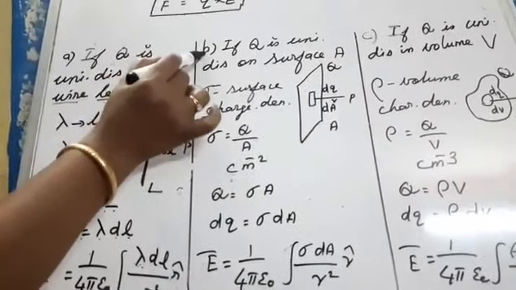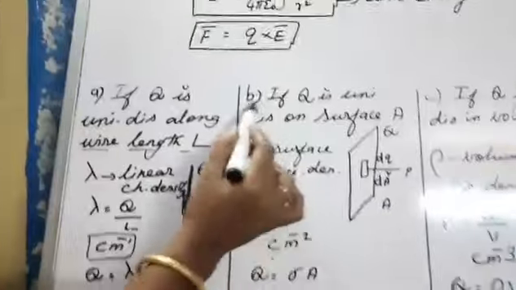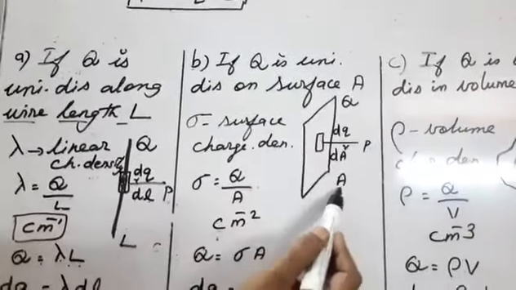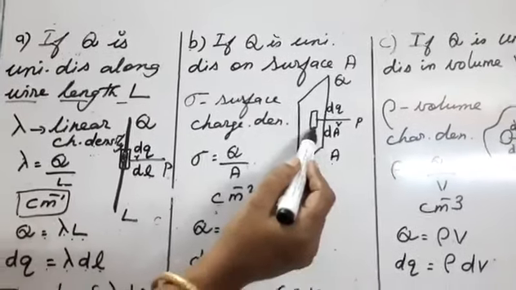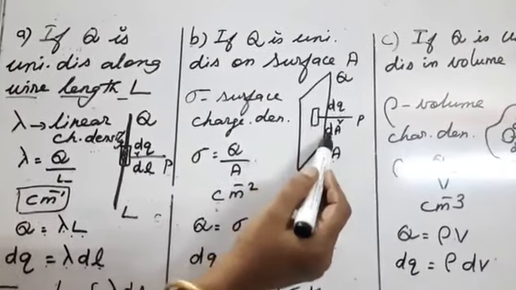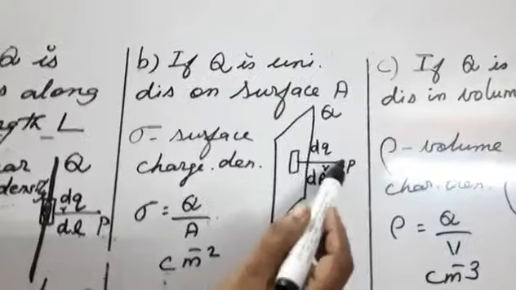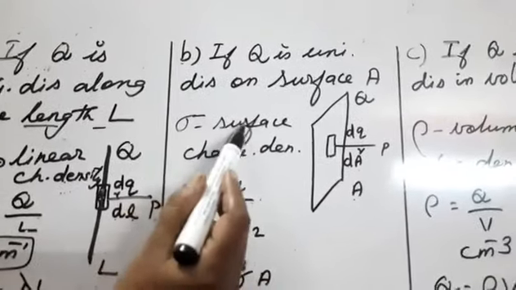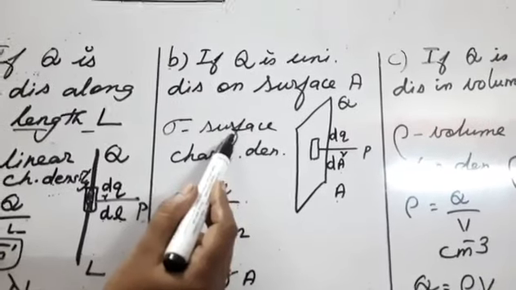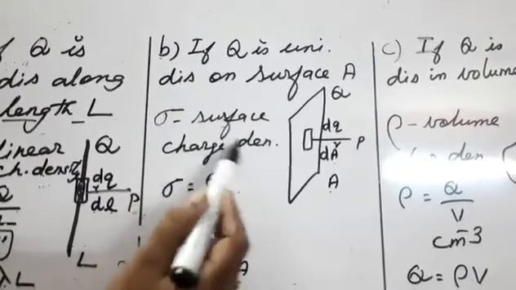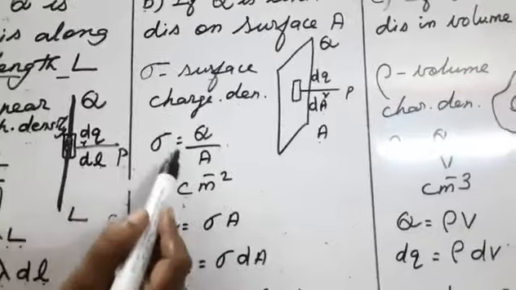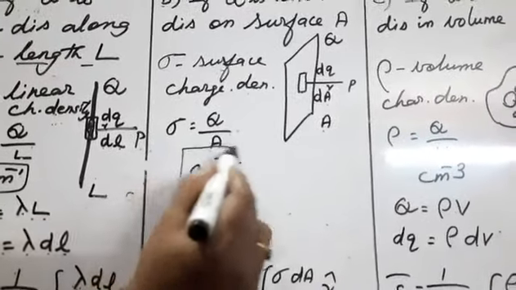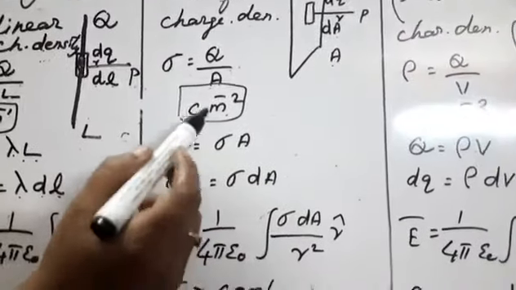And next we will discuss the surface area A. We take a surface with surface charge Q and area A, a small element of area dA and charge dQ, and point P at a distance r. Next, here we introduce sigma, which represents the surface charge density. Therefore sigma equals Q by A. The unit of sigma is C m minus 2.